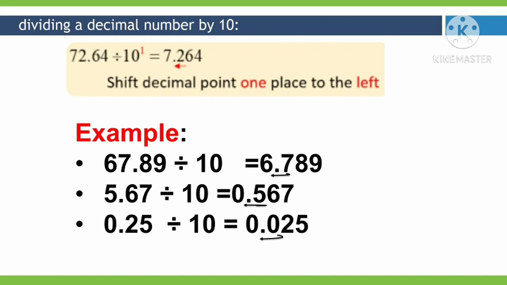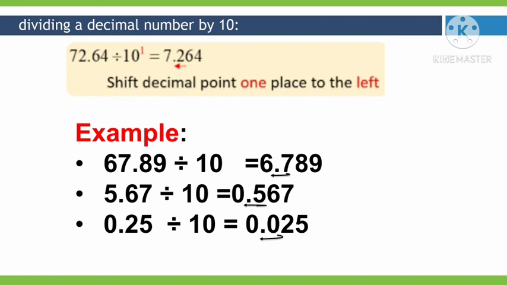We want to divide the given decimal numbers by 10. So check the first example. We have 72.64 divided by 10. So as I said, here the divisor is 10 and it has only one zero. So you need to shift the decimal place one place to the left. So actually the dot is after 2, 72.64. So when you divide it by 10, we get 7.264. The dot has shifted one place to the left.